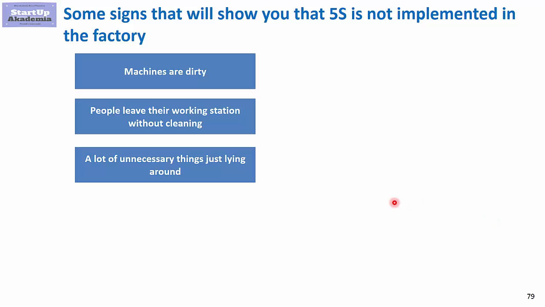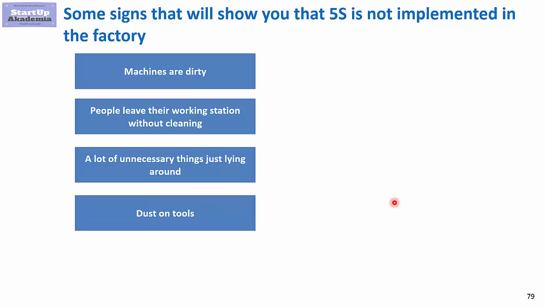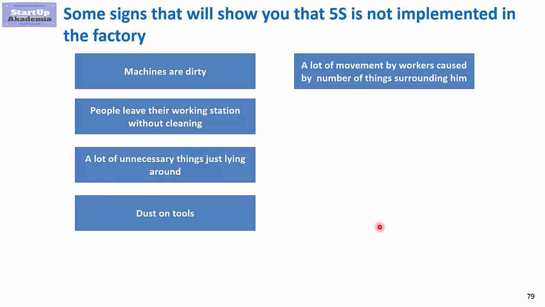A lot of unnecessary things just lie around. If you have a lot of things lying around, it means the 5S is not being implemented, because this is against the rule that you should sort things and just leave things that are necessary at the working station. Dust on tools suggests 2 things. First of all, that they don't shine, so they don't clean the tools. But second of all, it means that they haven't done proper selection, so they keep tools that are not being used. A lot of movement by workers is caused by a number of things surrounding him. If the guy has to take a longer route because there are a lot of things around him, it is also a good sign that 5S is not working.